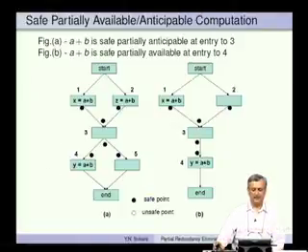So, A plus B is safe partially anticipable at entry to 3. So, the dark spots are all safe points. So, let us see why they are safe. So, safety is either availability or anticipability. So, at this point it is safe because it is available, it is computed here and it becomes immediately available at this point. So, we do not have to worry about anticipability. Of course, it is not anticipable, it is only partially anticipable.